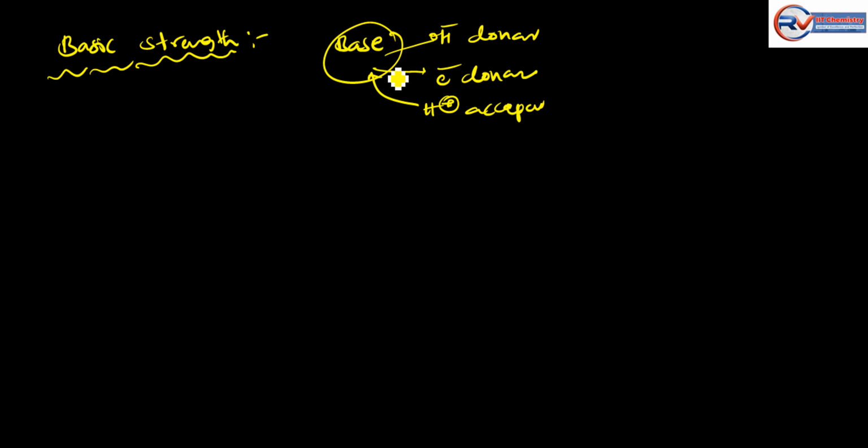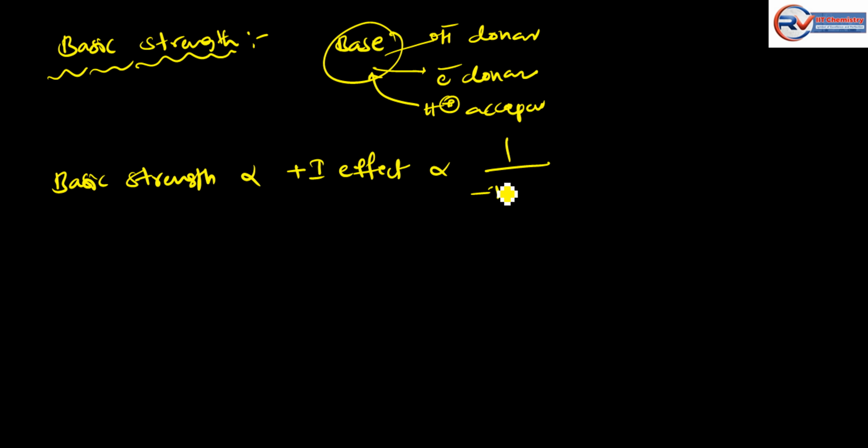How to decide the basic strength? See, the basic strength is directly proportional to plus inductive effect groups, and inversely proportional to negative inductive effect groups. So the basic strength is directly proportional to plus inductive effect and inversely proportional to negative inductive effect. Let's take an example for this.